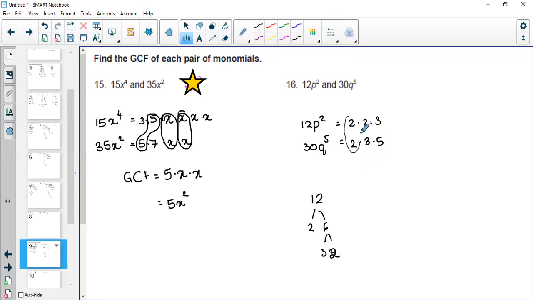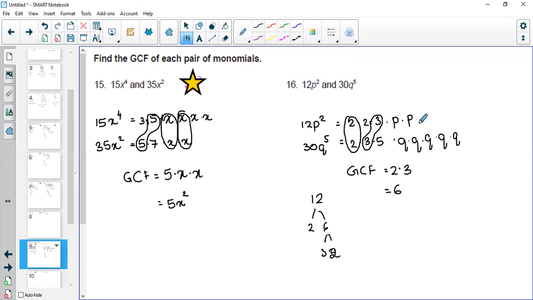So the common factors are going to be 2 and a 3. So the GCF, then I forgot to write the p's here. So p here, and here we have q but 5 times. But that doesn't make any difference because there are no common variables. So there's nothing to take as common. So the GCF is just 2 multiplied by 3, which is going to give you 6. That's all.